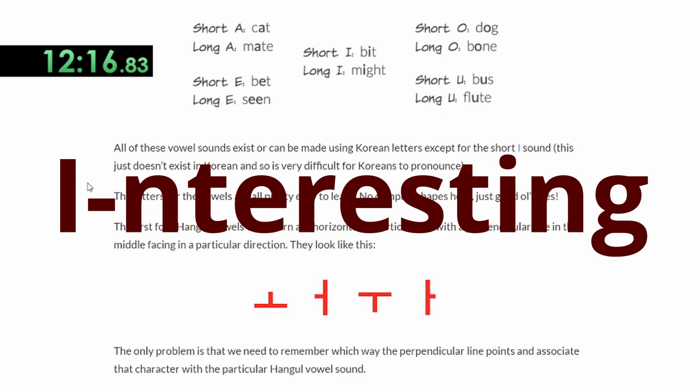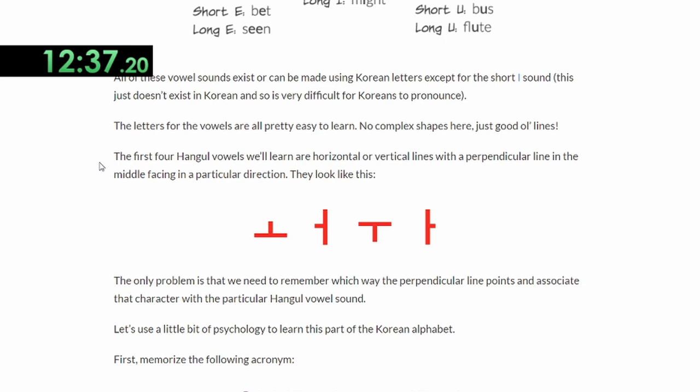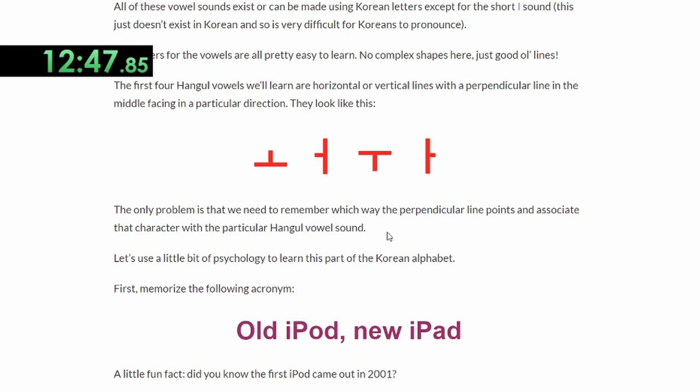The first Hangul vowels we'll learn are horizontal and vertical lines with a perpendicular line in the middle, facing a particular direction. It looks like this. Okay, so it's the Tetris piece flipped in a bunch of different directions. The only problem is that we need to remember which way the perpendicular line points and associate that character with that particular Hangul vowel sound.